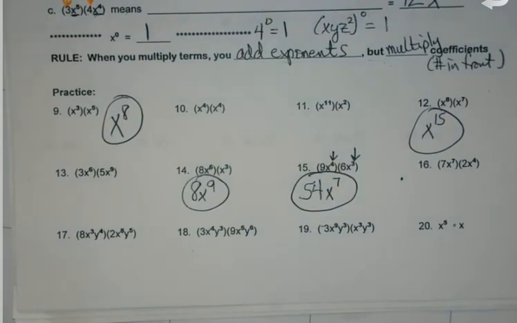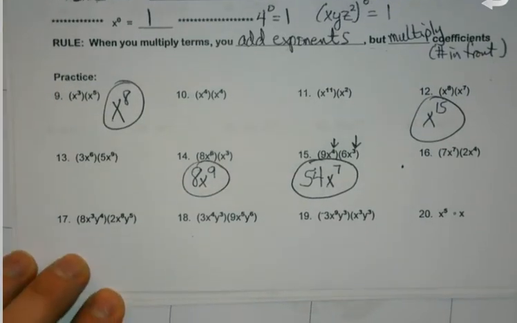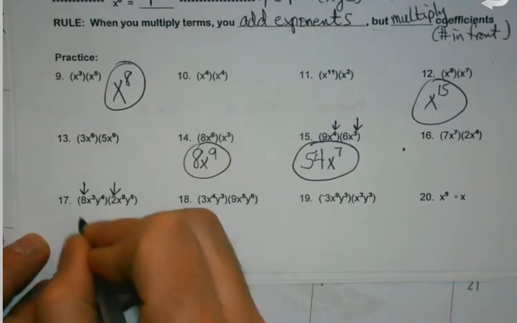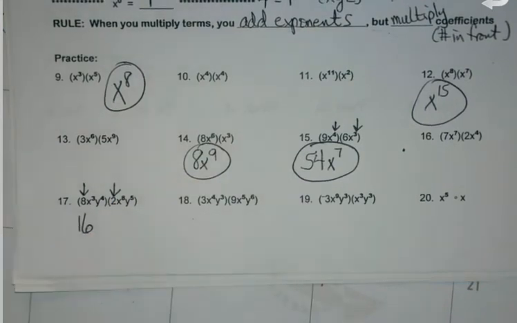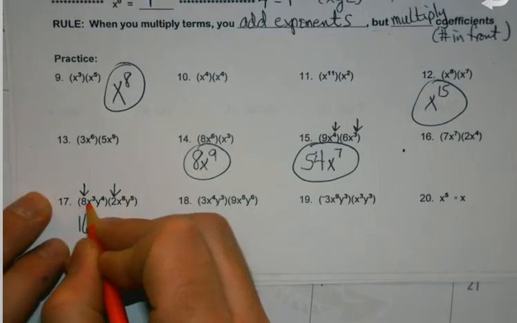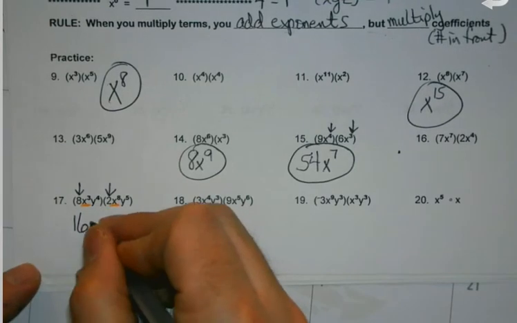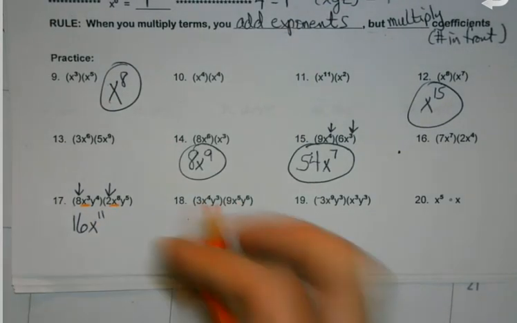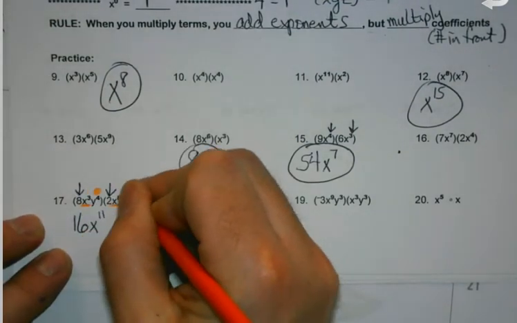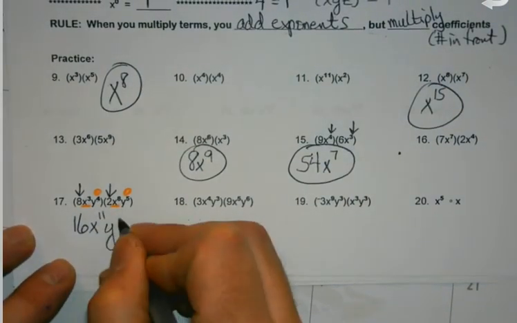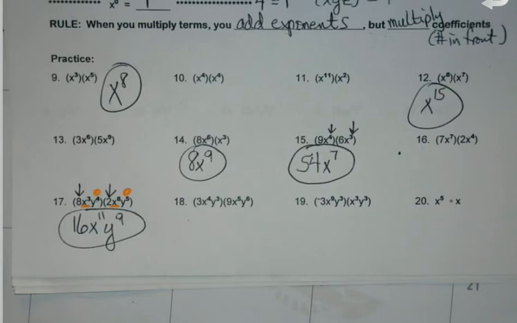Now, here comes a twist. Number 17. Still multiplying the coefficients. So 8 times 2 is 16. But now that I have different variables, you add the exponents, but they have to have the same variable. So I can add the exponents on the x's. So 3 and 8 is 11. And then I find my y's, and I add their exponents. 4 plus 5 is 9. And I'm set.